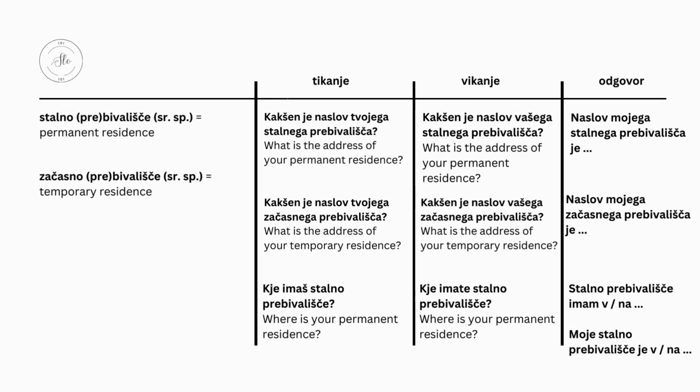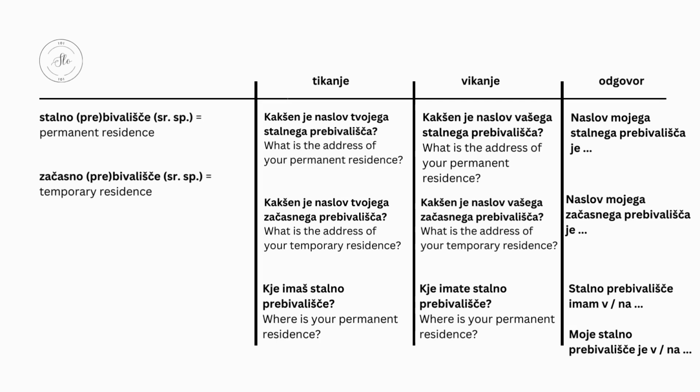If you use vikanje, you can ask any of the following questions. Kakšen je naslov vašega stalnega prebivališča? Kakšen je naslov vašega začasnega prebivališča? Kje imate stalno prebivališče? Kje imate začasno prebivališče?